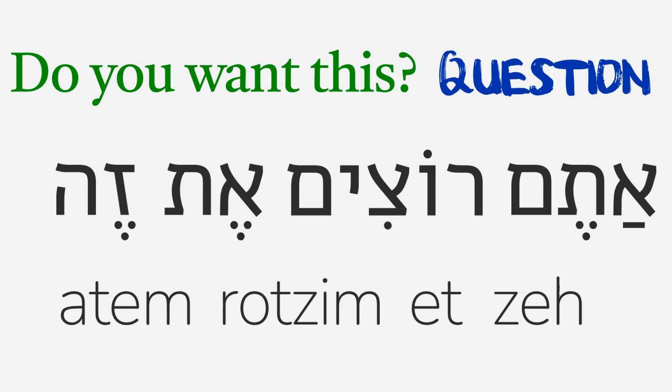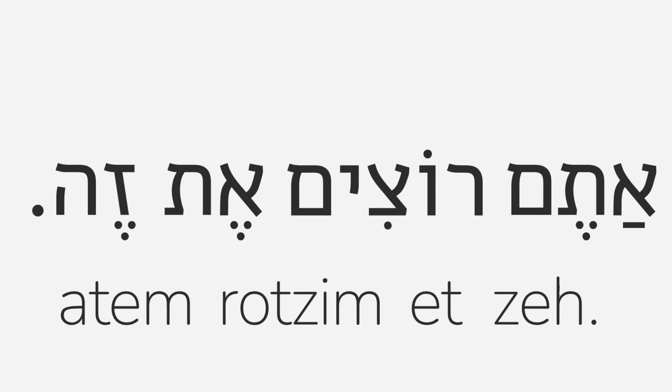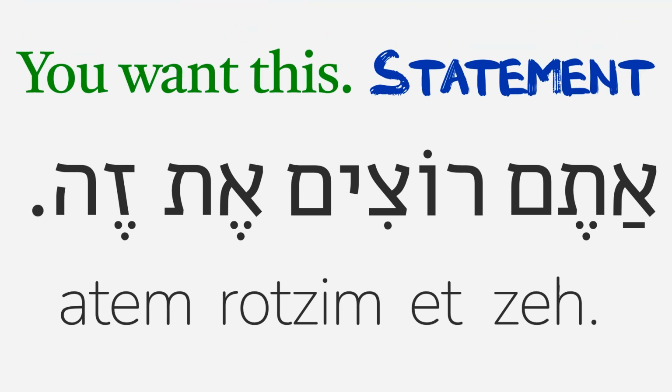When writing in modern Hebrew, question marks are added at the end of a question. Atem rotzim et ze? Question mark. Do you want this? And periods are added at the end of statements. Atem rotzim et ze. Period. You want this. Just like in English.